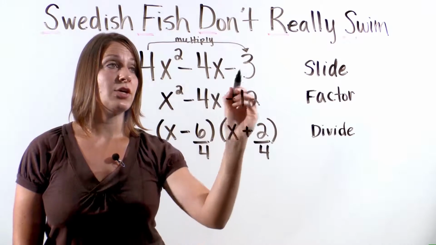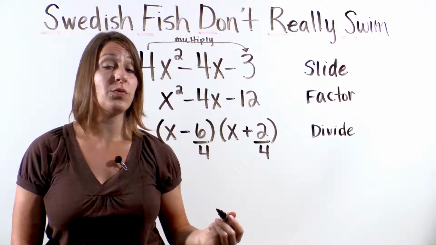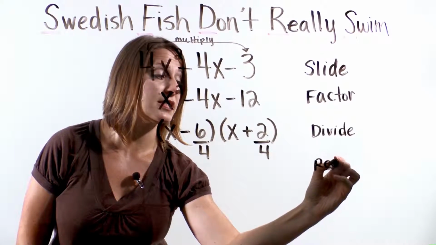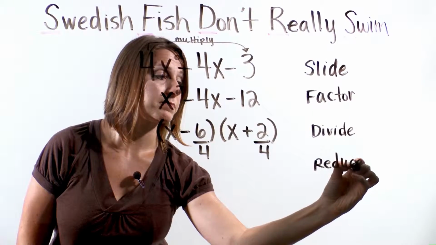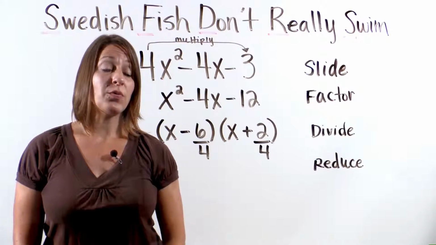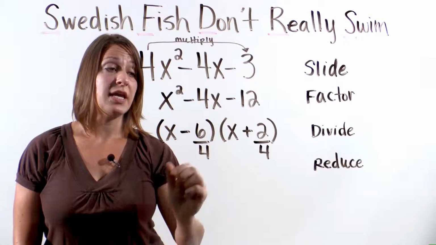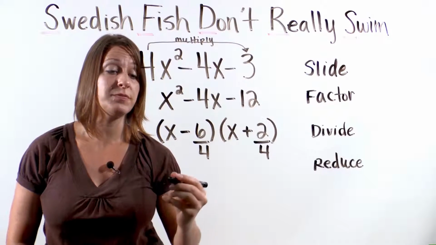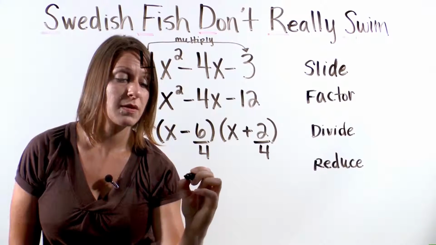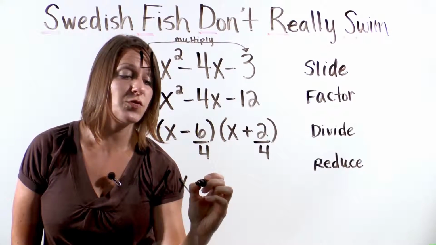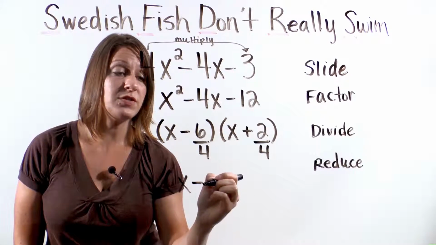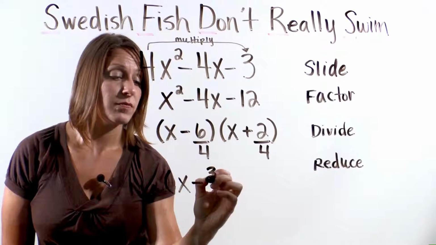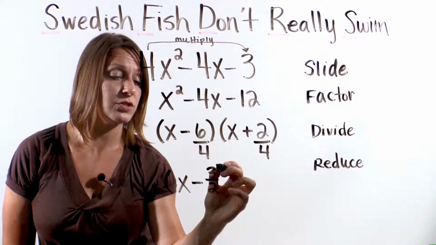Next, the word really starts with the letter R. That's going to represent the step reduce. We're going to look at both of these fractions, and we are going to reduce just top and bottom. We're not going to turn them into a decimal. 6/4, if you simplify both the top and bottom by 2, you will get 3/2.